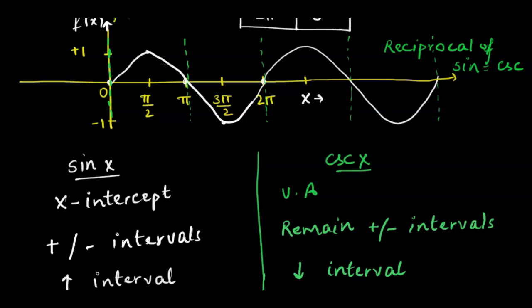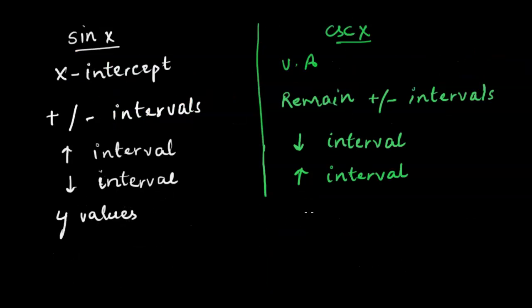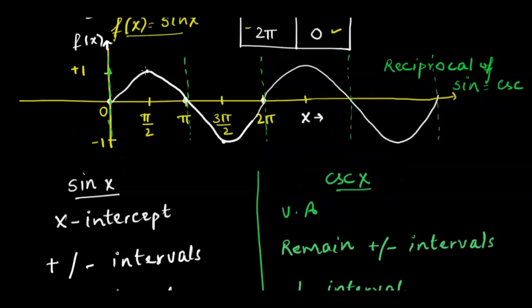Since positive stays positive and negative stays negative for the green graph as well, wherever the white graph is positive, or wherever the white graph is over x-axis, green graph will also be over x-axis, and wherever the white graph is under x-axis, green graph will also come under x-axis. One more thing here that is very important is the y values of sine x would get reciprocated for cosecant x. That means if y value for sine x is 1, y value for cosecant x is also 1 over 1, which is same as 1.